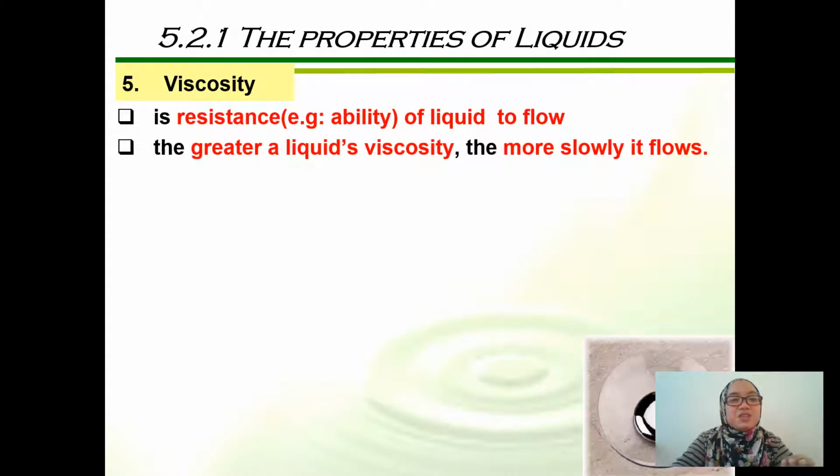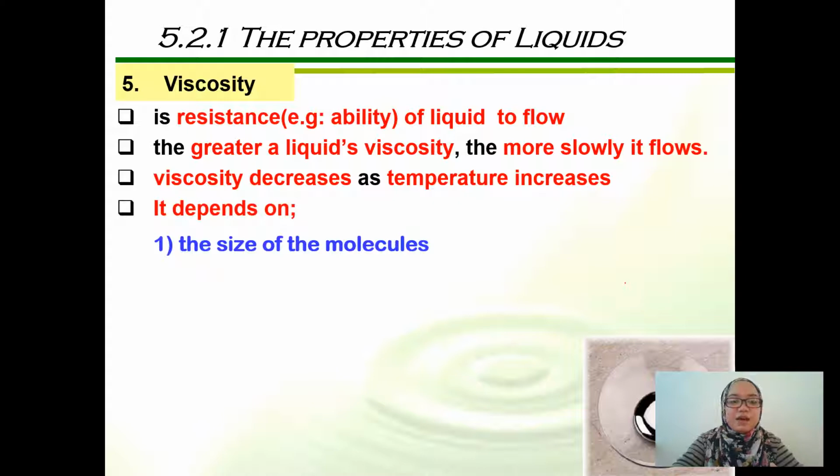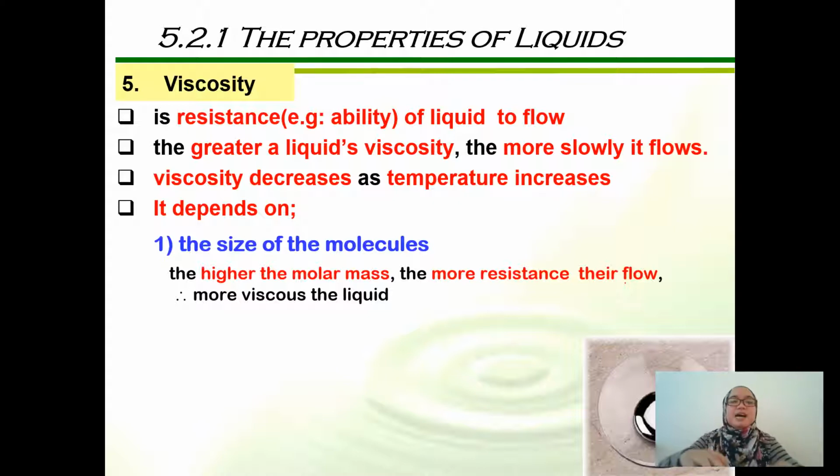Okay. So the greater a liquid's viscosity, the more slowly it will flow. Okay, so it says that the viscosity will decrease as the temperature increases, because the viscosity depends on, one, the size of the molecule. So the higher the molar mass, the bigger the molecule, right? So the bigger the molecule, the higher the molar mass. So the more resistance there. So kalau banyak resistance, lagi viscous the liquid, lagi susah dia nak flow.